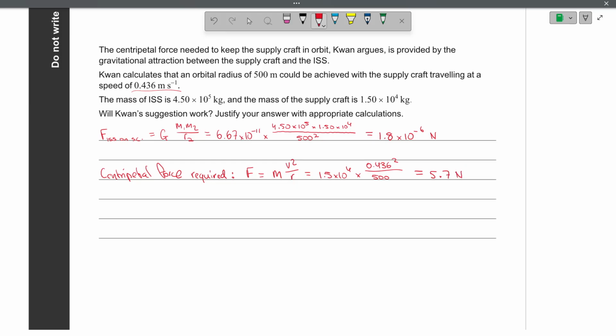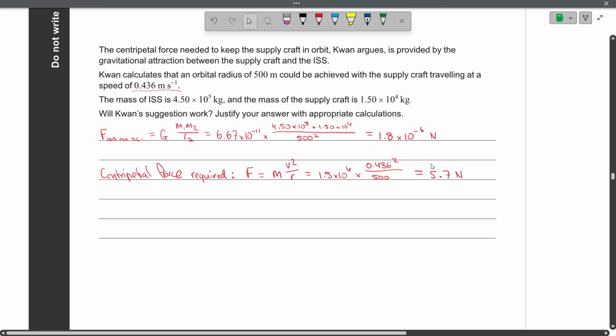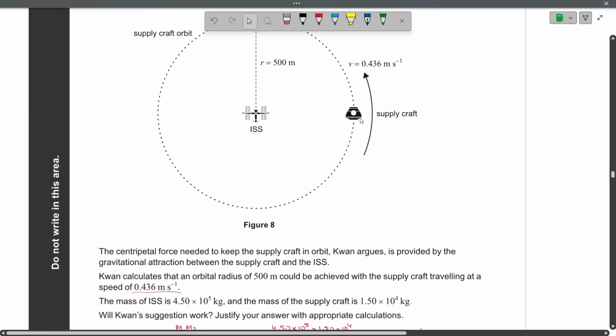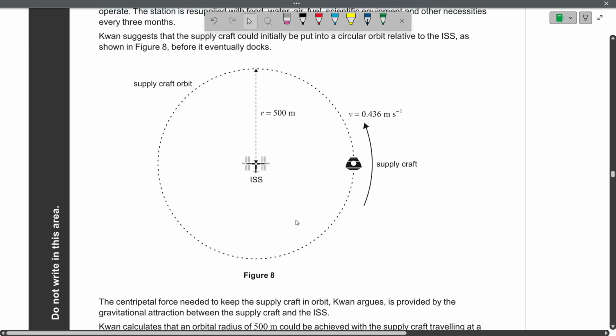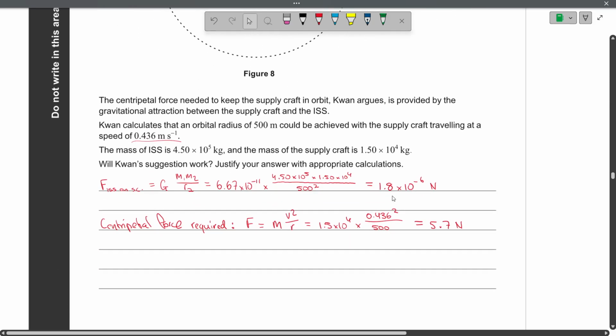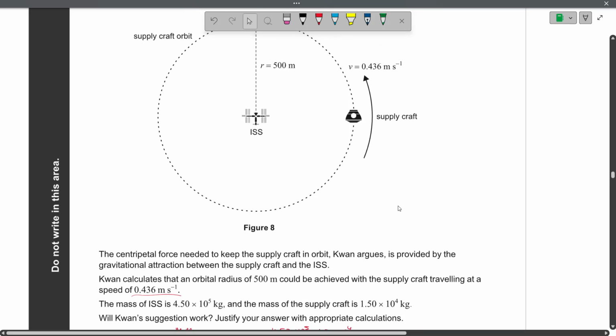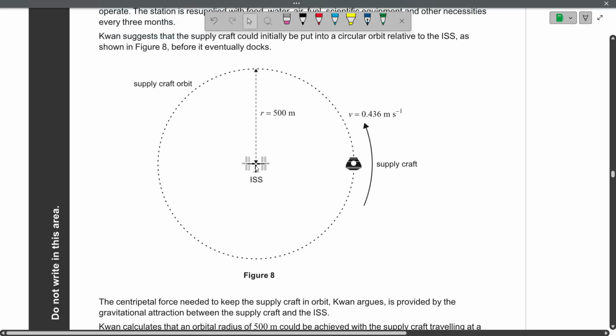newtons. So what this is telling us is that we need this much force acting on the supply craft in order for it to achieve this particular orbit with this radius and this velocity. The only force available for us in this scenario is the gravitational force of the ISS on the supply craft. There's no other forces involved here, unless of course the supply craft itself has thrusters or something that can help, but it doesn't say that.